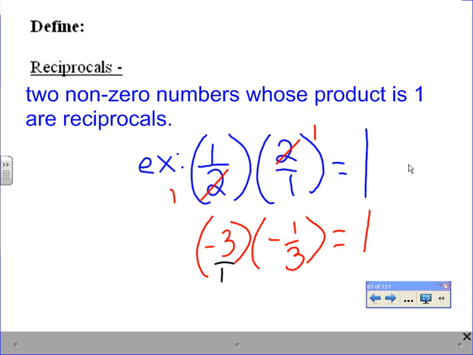Evan? Just really nothing, because anything times 0 is going to be 0. So that doesn't fit the definition of reciprocal. The product of two non-zero numbers, which is up there, has to be 1. 0 times anything is 0. That's like our zero product property of multiplication.